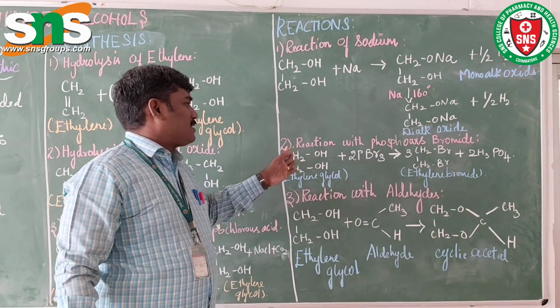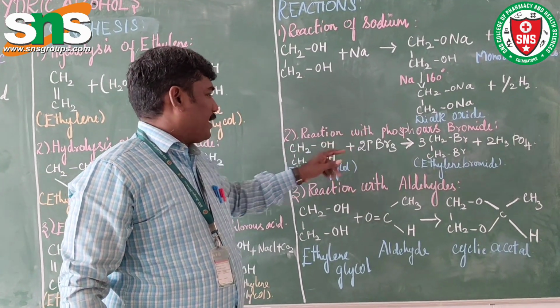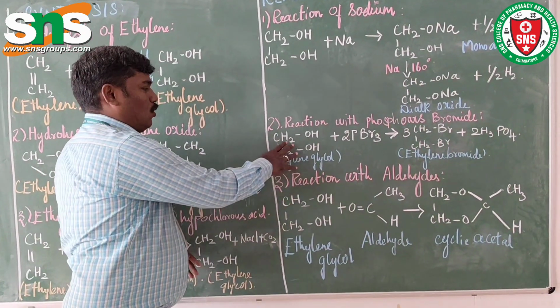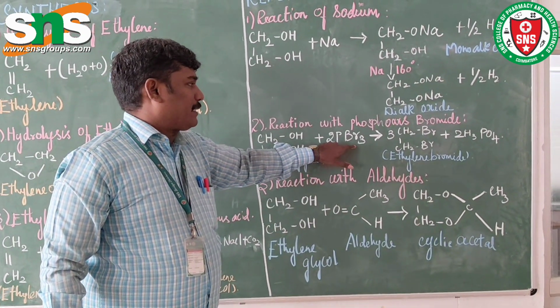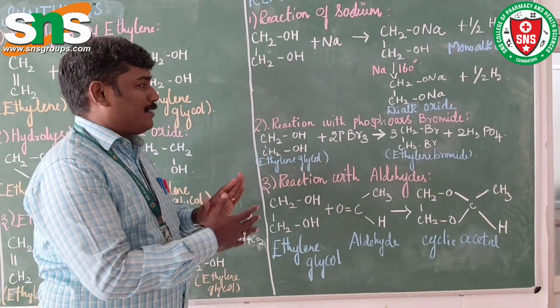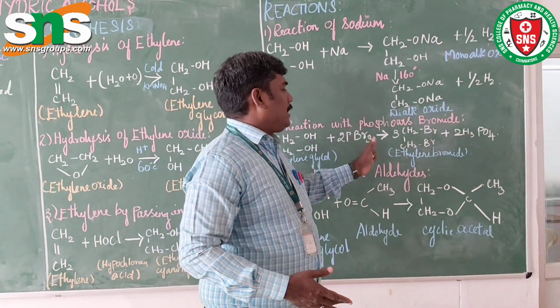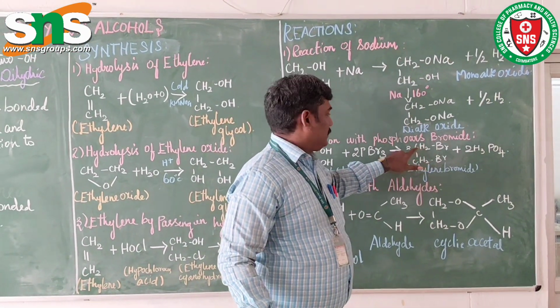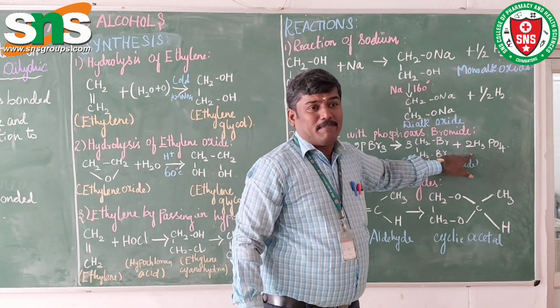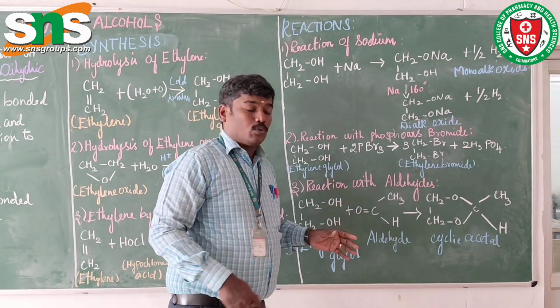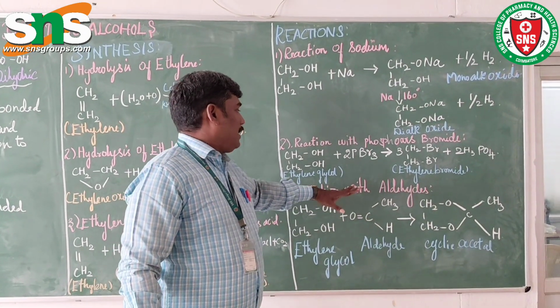The next reaction is with phosphorus bromide. Ethylene glycol, CH2OH, CH2OH, plus 2PBr3, that is phosphorus bromide. What will happen? Ethylene dibromide, CH2Br, CH2Br, will be formed, with the elimination of phosphorous acid, 2H3PO3.